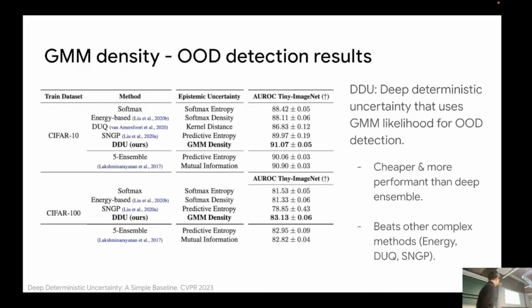That seems to work well in practice, although there is a small caveat that they also do some feature regularization, like spectral normalization. But apart from that, what they do is they just train the network and look at the final layer features, penultimate layer features, and obtain clusters, and then compute the GMM density. And that gives you, for example, 91% AUROC score for the detection of Tiny ImageNet against the CIFAR data, CIFAR 10 or CIFAR 100, which is slightly better than a 5-member deep ensemble. The advantage is that it's much cheaper, basically for training and for testing.